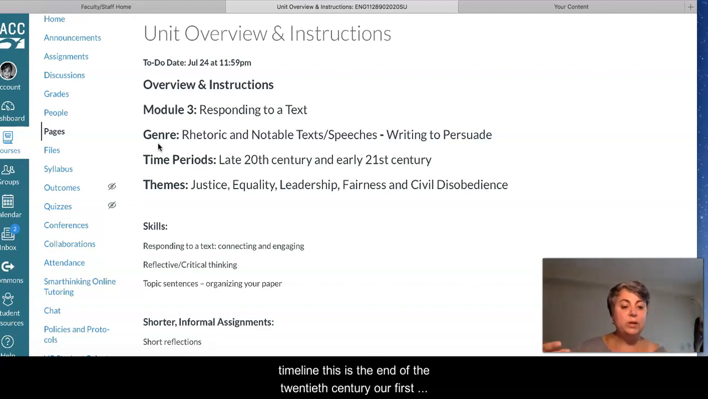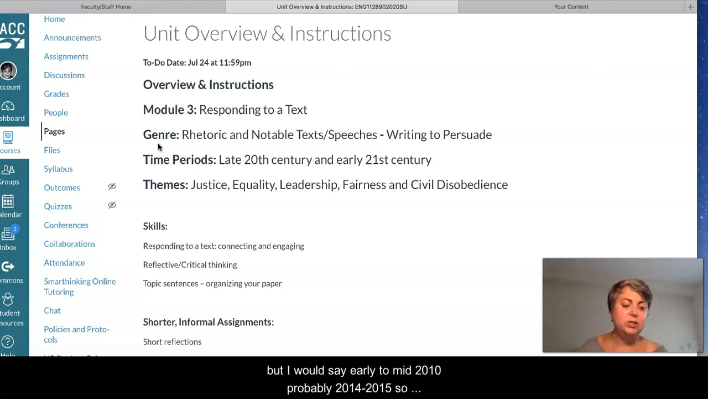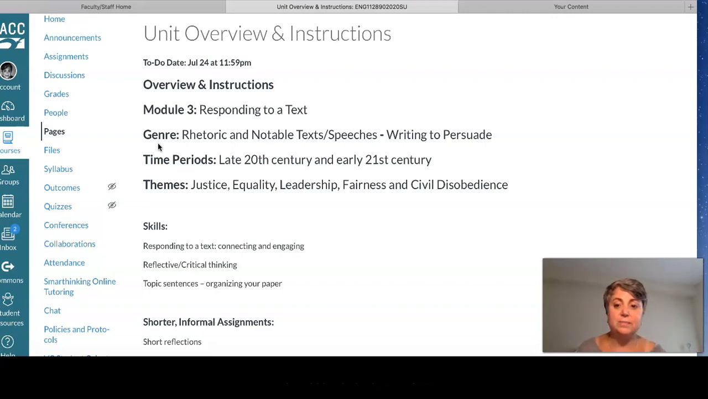This is the end of the 20th century. Our first speech, I believe, is 1999, the late 1990s. And our second speech is early 21st century. So very much of our time and our era, okay? Again, the first speech was roughly about 21, 22 years ago. Our second speech, I believe, in the past 5 years. I don't remember the exact date off the top of my head, but I would say early to mid 2010s, probably 2014, 2015. So very recent and very current.